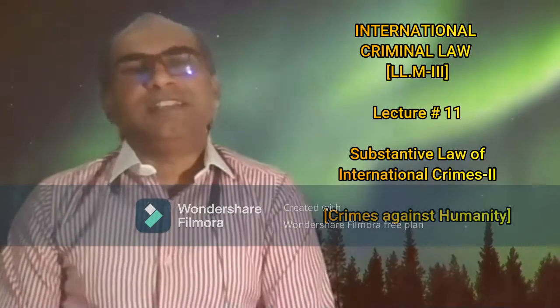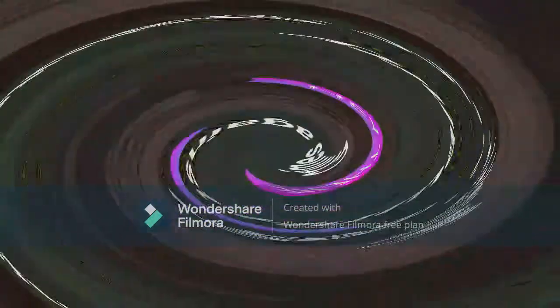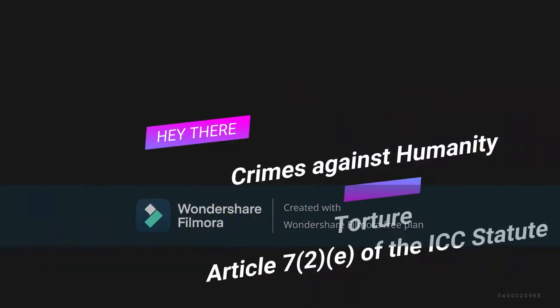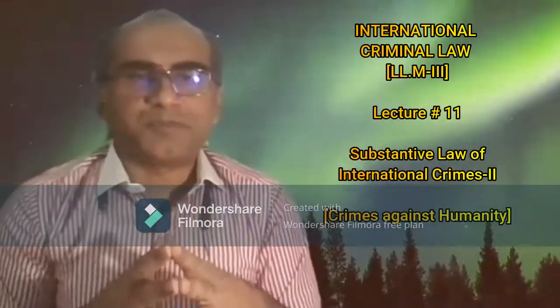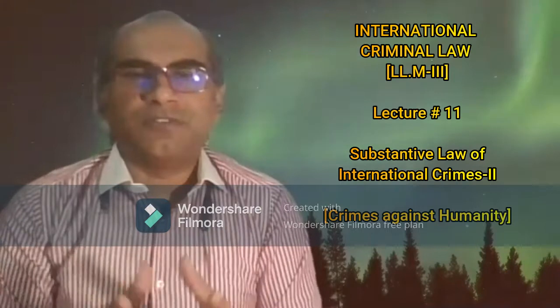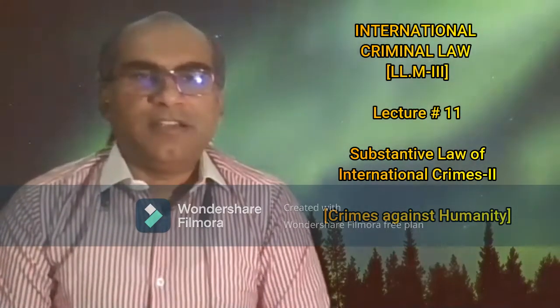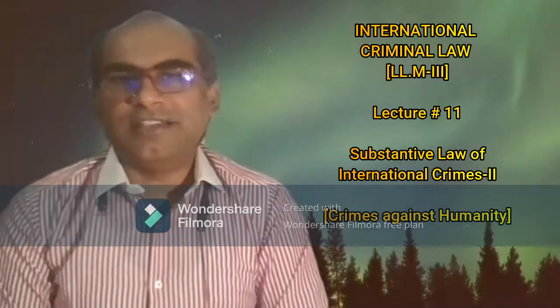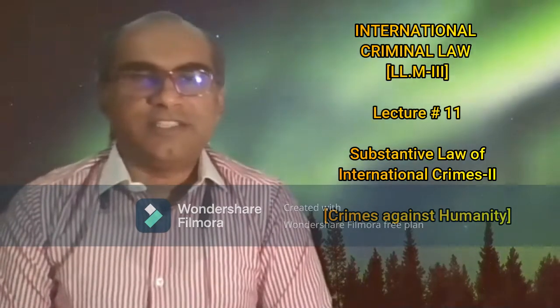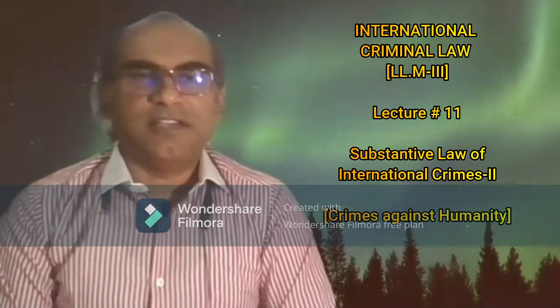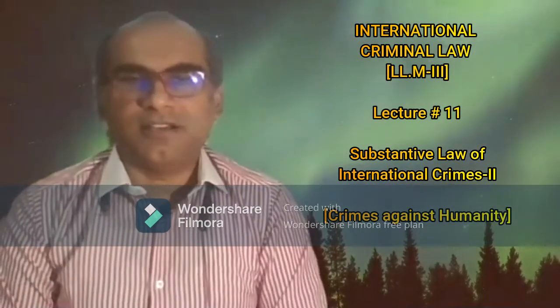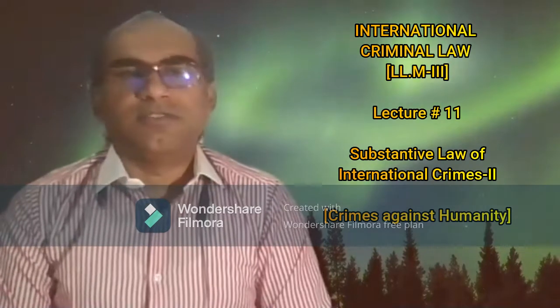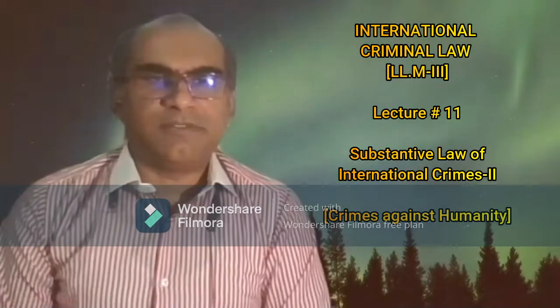Clause F of the same article, which is the crime against humanity of torture. The elements of that crime are that the perpetrator inflicted severe physical or mental pain or suffering upon one or more persons. Such persons were in the custody or under the control of the perpetrator. Such pain and suffering did not arise only from, and was not inherent in or incidental to, lawful sanctions, and the conduct must be widespread, with the actus reus and mens rea as elements to constitute that offense.